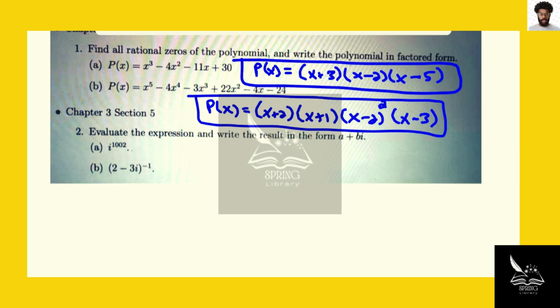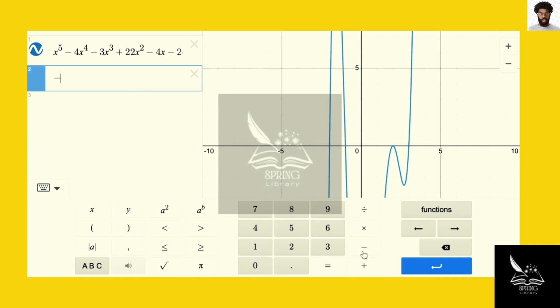i squared is equal to negative 1. So if we think of i to the 1002, if we think of it as i squared to the 501, okay, that would be equivalent. And negative 1 to the 501st power is negative 1 because it's odd.